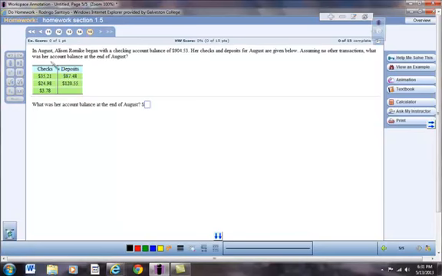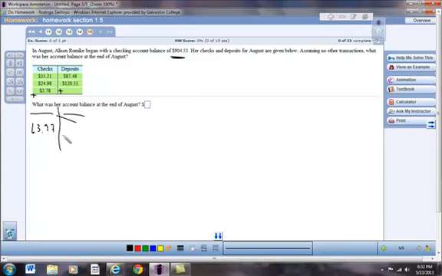So this next one says in August, this lady began with a checking account balance of $904.03. Her checks and deposits for August are shown. Assume no other transactions. What's her account balance at the end of August? So first let's add. We're going to add that column and we're going to add that column. So we add these numbers. We get 35.21 plus 24.98 plus $3.78. That column gives us a number of 63.97.